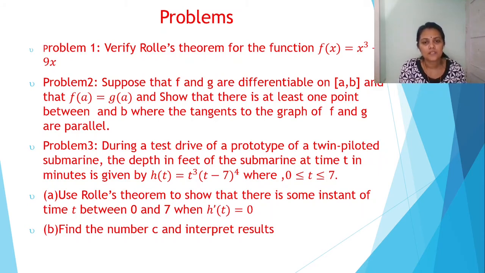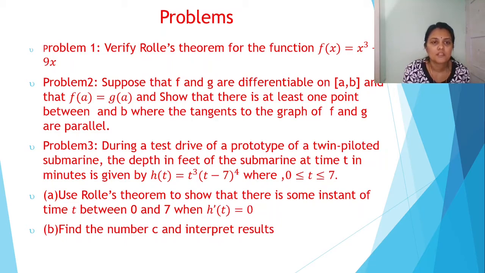We have a function h of t and a closed interval 0, 7. This function is a polynomial, so it is continuous in that interval and we can differentiate it, so it is differentiable in the open interval 0, 7. Now we check: at t equal to 0 and 7 the function h of t equals 0. So the conditions of Rolle's theorem are satisfied, and we can apply Rolle's theorem so that there exists a point between 0 and 7 where h dash t equal to 0. Now we have to find that number c and, with reference to c, give the result.